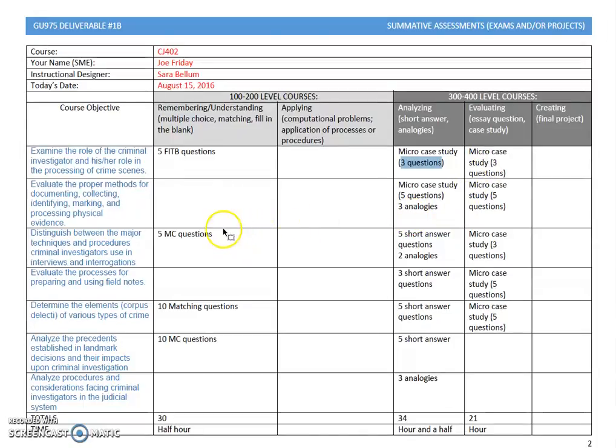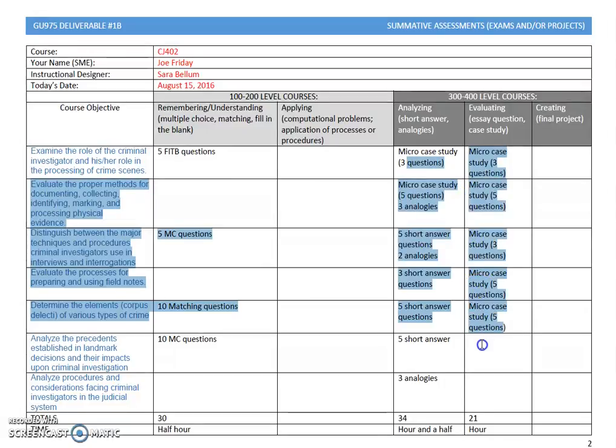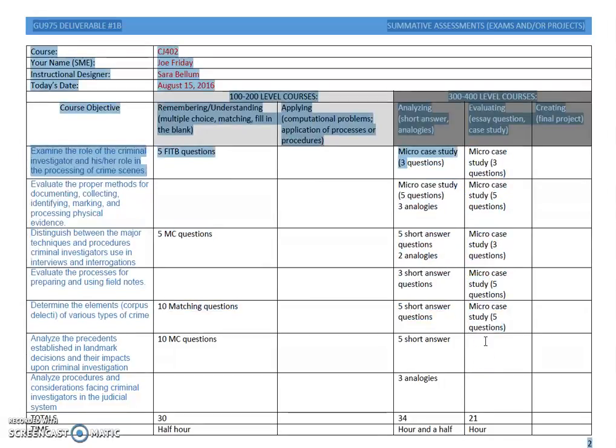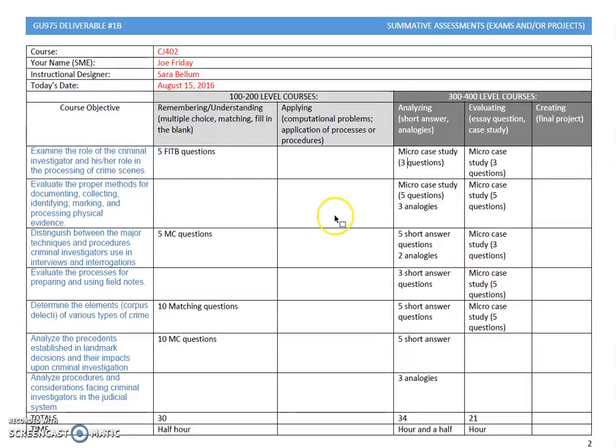I'm trying to determine if I need to just have some remembering and understanding questions, because there are some fundamental terms and concepts that students need to know. So I don't feel bad about putting some remembering and understanding level questions in a 400 level exam. But I do want to make sure that I have quite a bit of my material at this analyzing and evaluating level. So this is what I've come up with.